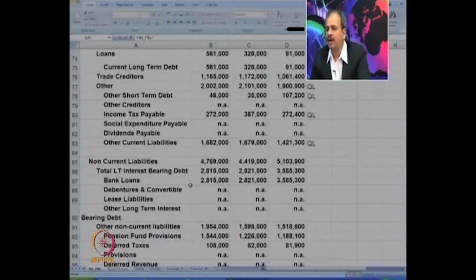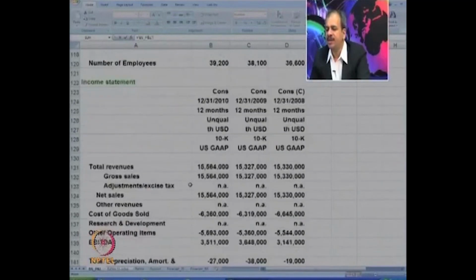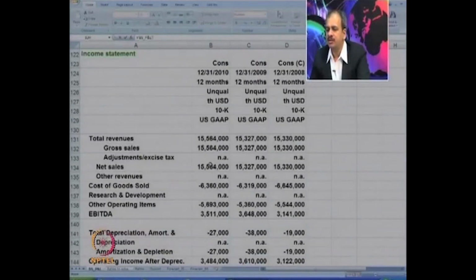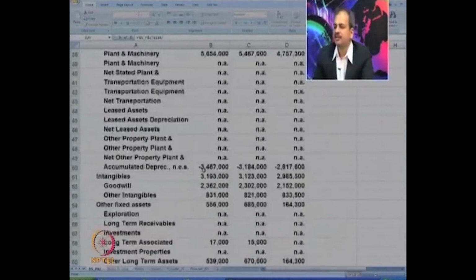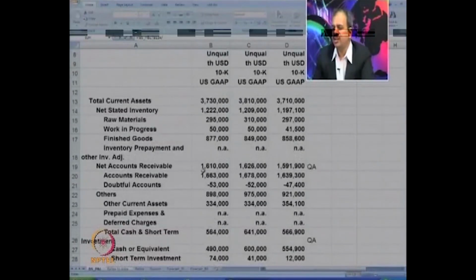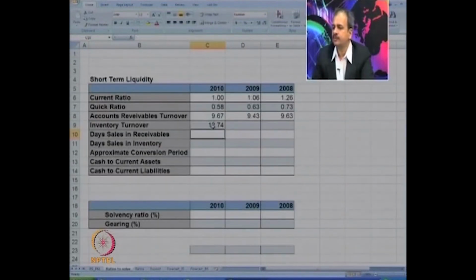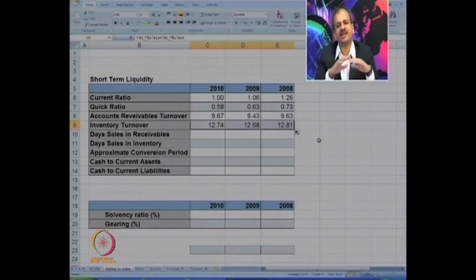So again we go down to the income statement, pick up the net sales and divide it by the total inventory. Again you see that the ratio is more or less stable. It has remained almost constant; sales and inventory are increasing more or less in the same proportion.